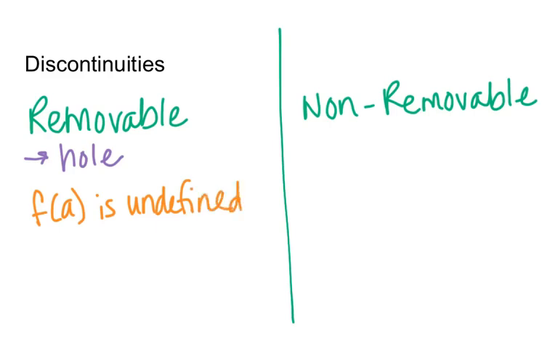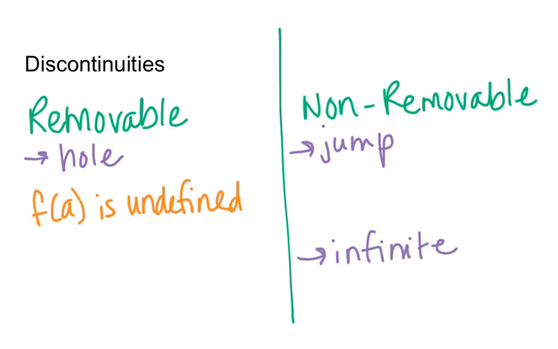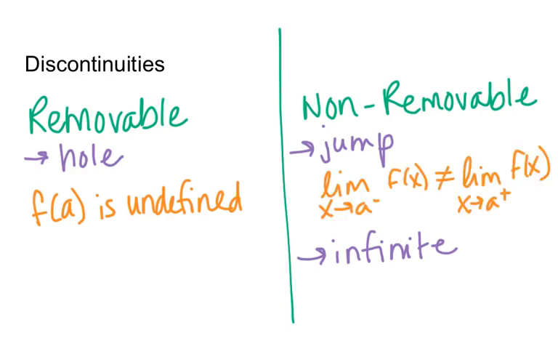The non-removable discontinuities include jump discontinuity and infinite discontinuity. And a jump occurs whenever the limit from the left does not equal the limit of f of x as x approaches a from the right. And then infinite means everything's wrong, right? Same idea as up here, and also f of a is undefined.